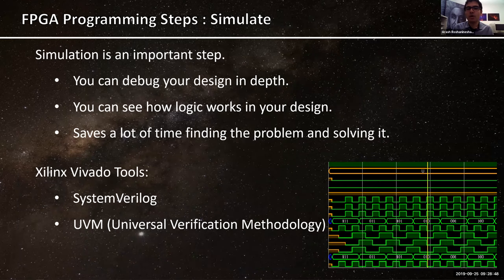The next step after coding is simulating. Simulating is a very important part of any design, because you can simulate your design in depth. You can see exactly what's happening, what would happen if your code was on the FPGA. So if there are any problems, you can solve them before even going into the lab or onto a real FPGA board and testing it there. You can solve any problems beforehand.